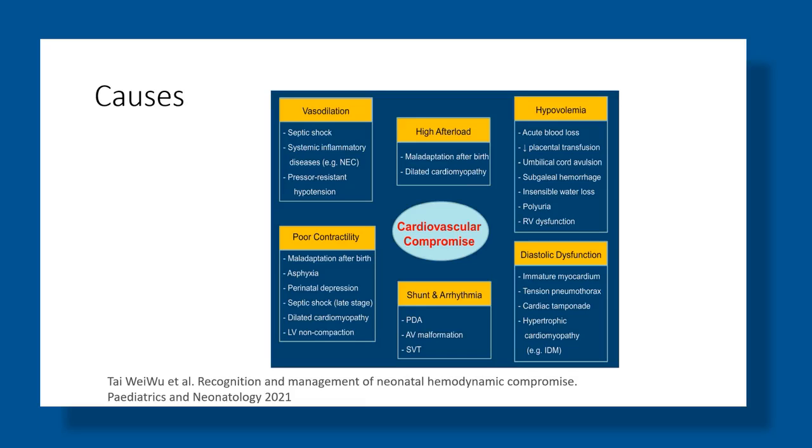This can also lead to hypovolemia in these infants. Diastolic dysfunction is also common in these babies. Common examples would be tension pneumothorax and cardiac tamponade. We also see babies with poor contractility. And also, occasionally, they can develop arrhythmias where they develop hypotension, but commonly, PDA is a contributor for newborn hypotension.